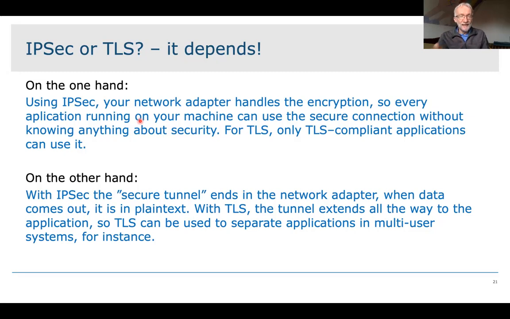Whereas with TLS, the tunnel extends all the way to the application that's running TLS. So this means that TLS can be used to separate applications in a multi-user system. So if you have a multi-user system that runs on some machine, with maybe different users using different instances of a web browser, then you can use TLS to make sure that one browser cannot read stuff that's meant for the other browser. Whereas this separation would not be the case if you're using IPSec. So, there can be different reasons for using those different systems.